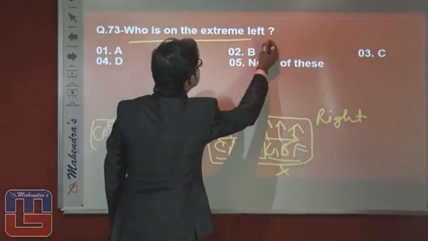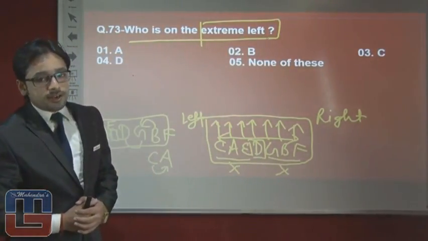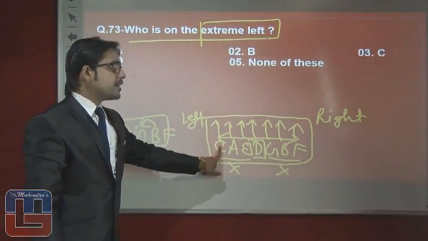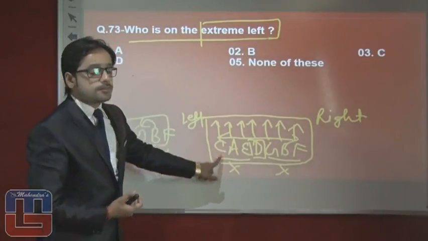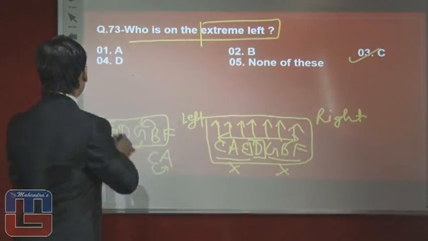The examiner wants to know who is at the extreme left end. Who is sitting exactly at the left end? You can easily mention that C is sitting in exactly the left corner. So the right answer will be option number 3. Let's proceed towards the next question.